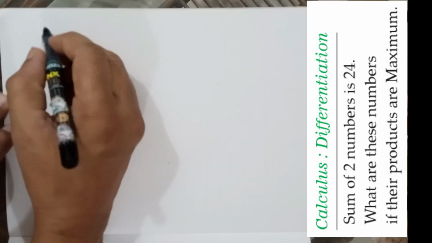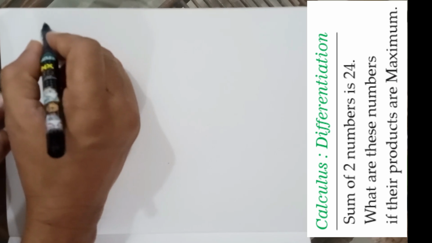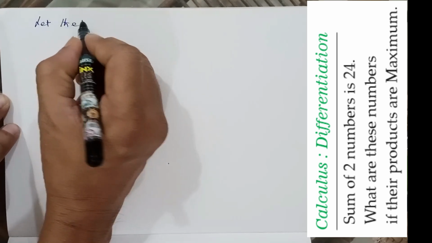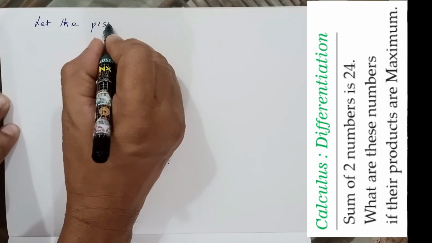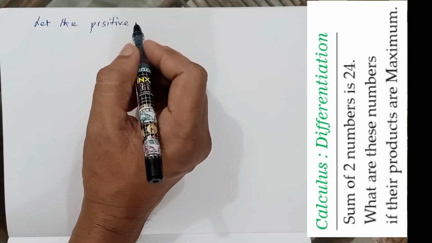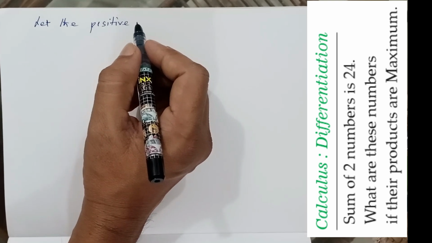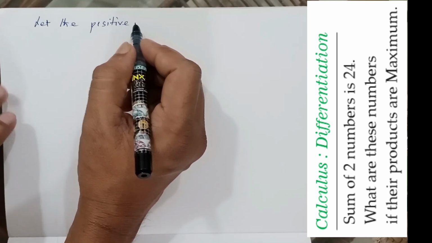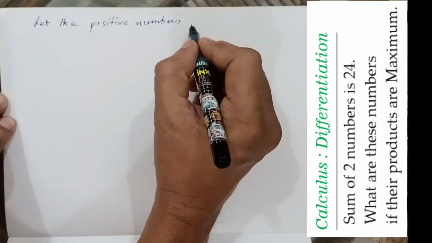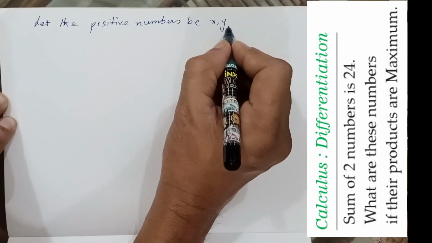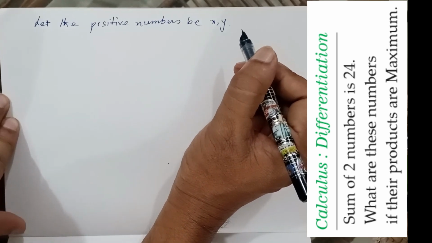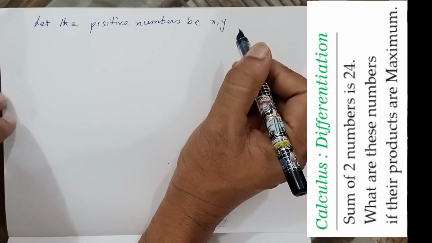So find the two positive integers. Let the positive numbers be x and y. Because when a word sum is given, you must write it out; it is okay to simply take x and y for calculation, but when the word sum is given you must write it. So let the positive numbers be x and y.